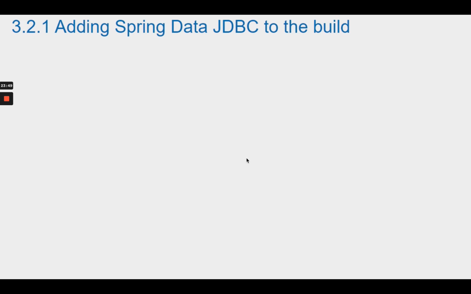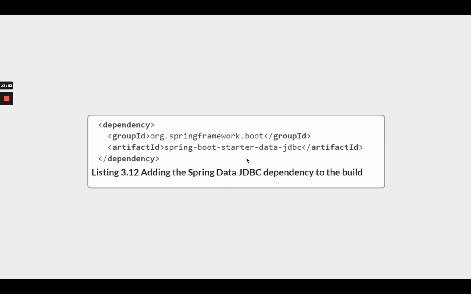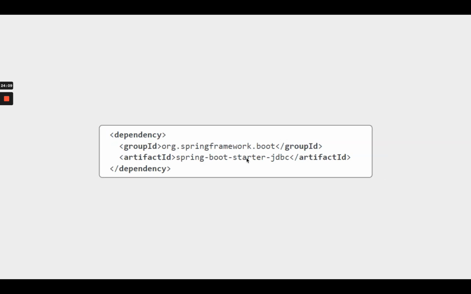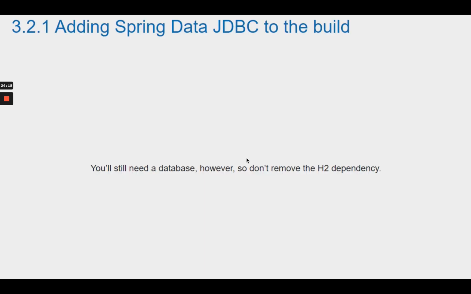Section 3.2.1. Adding Spring Data JDBC to the build. Spring Data JDBC is available as a starter dependency for Spring Boot apps. When added to the project's pom.xml file, the starter dependency looks like the following code snippet. You will no longer need the JDBC starter that gave us JdbcTemplate, so you can remove the starter that looks like this. You'll still need a database, however, so don't remove the H2 dependency.